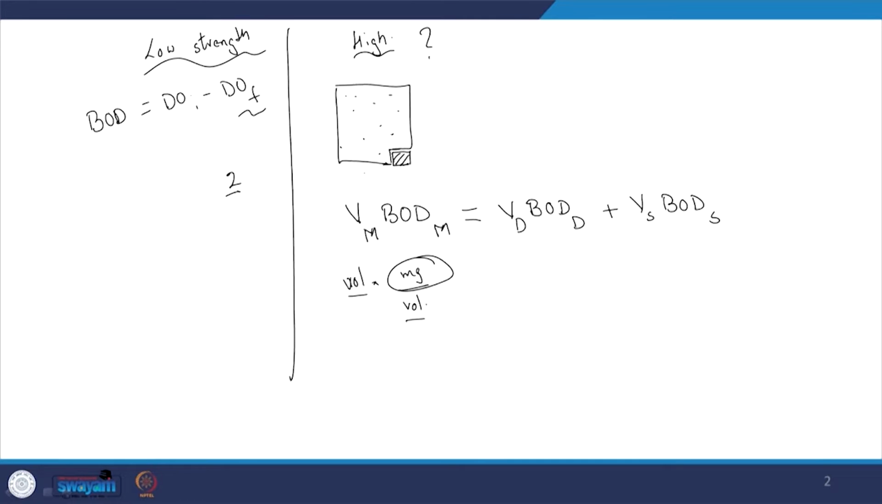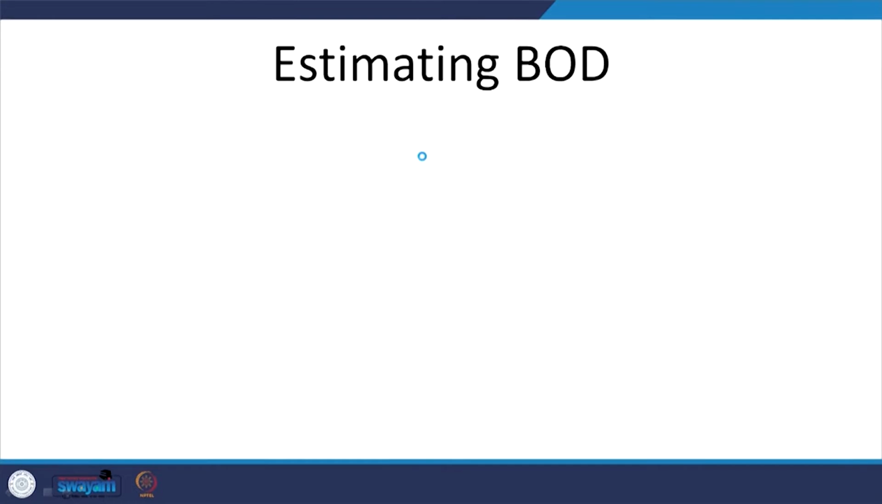So, typically what will we have? We will measure this. We know the volume of the mixture is typically 300, we know how much wastewater you are adding, and we know the difference to be VD, and BOD of the mixture is what you are measuring. BOD of the dilution water you will also typically measure, and thus you can get this particular unknown, which is the BOD of your high strength wastewater. So, that is one aspect to keep in mind.